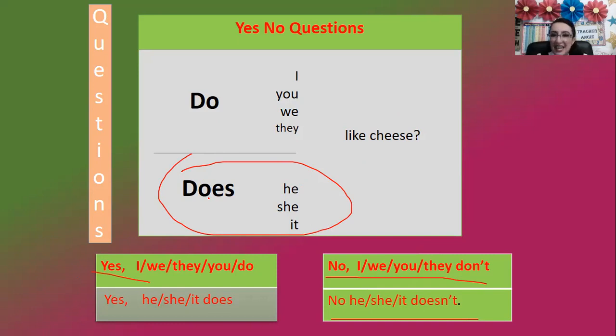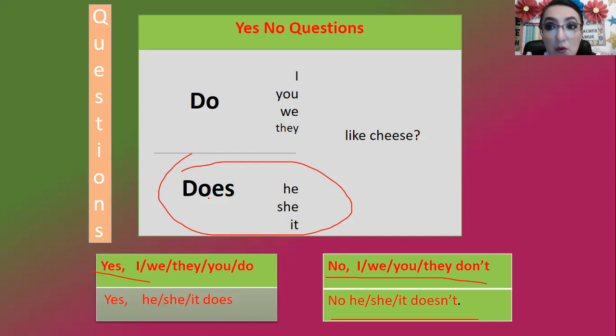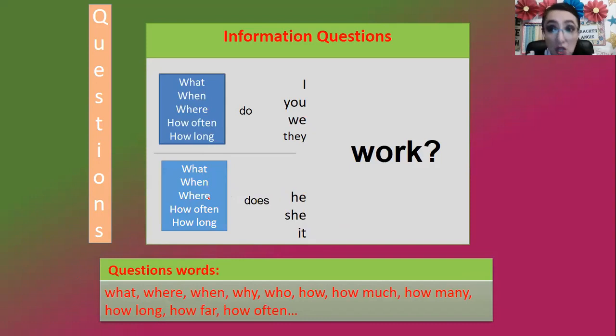Excellent. These are yes or no questions. These are general questions. So these are general questions only with do you, does she, does Maria, but we also have the information questions, where you make use of the question words. This is when you want to give extra information about what you are saying.